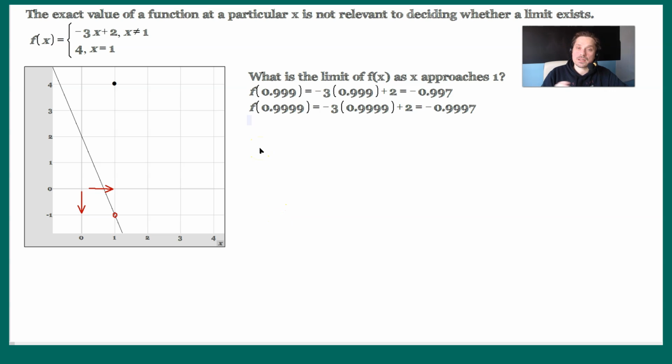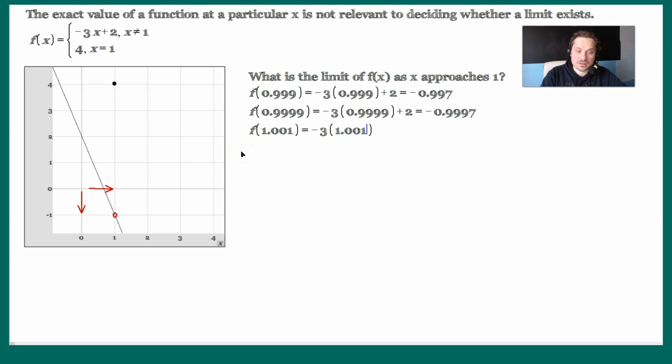Now let's study what happens when we approach 1 from the right side. So you're going to do f of 1.001. I'm plugging in a value of x, 1.001, very close to 1, but to the right of it. And I'm going to do negative 3 times 1.001 plus 2. You punch this in and you find that this value is negative 1.003.